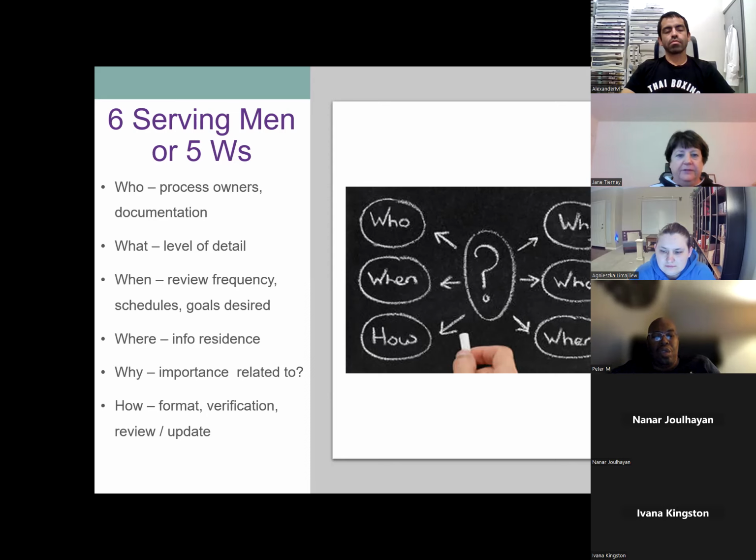What level of detail? What is the activity? What is the description of what's supposed to be happening? When, of course, is related to time. Where in the production line? Where does the info reside? Like, where is my standard process? Where is my process documentation? Where are my parts? How are they housed? All those kinds of things. So it's a location thing, geography.